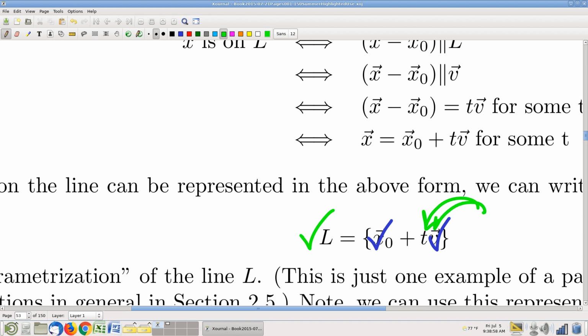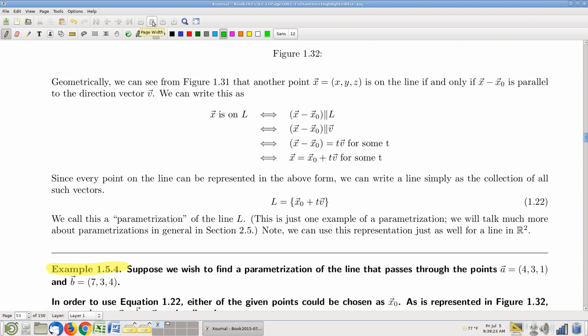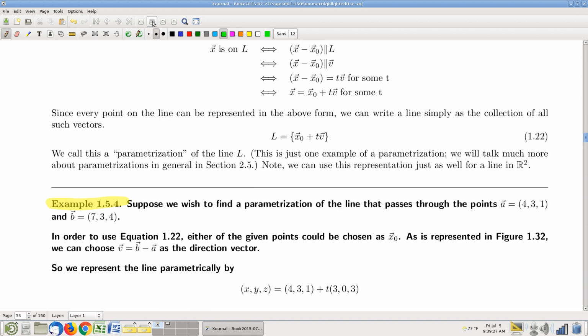I can plug in different values of t. Cool, I keep getting more points on the line. It's a little point factory. Everybody see what I'm talking about? So it's not so good for testing points, but it is really good for creating points on the line. Okay, so different algebraic tool there. All right, so easy example.